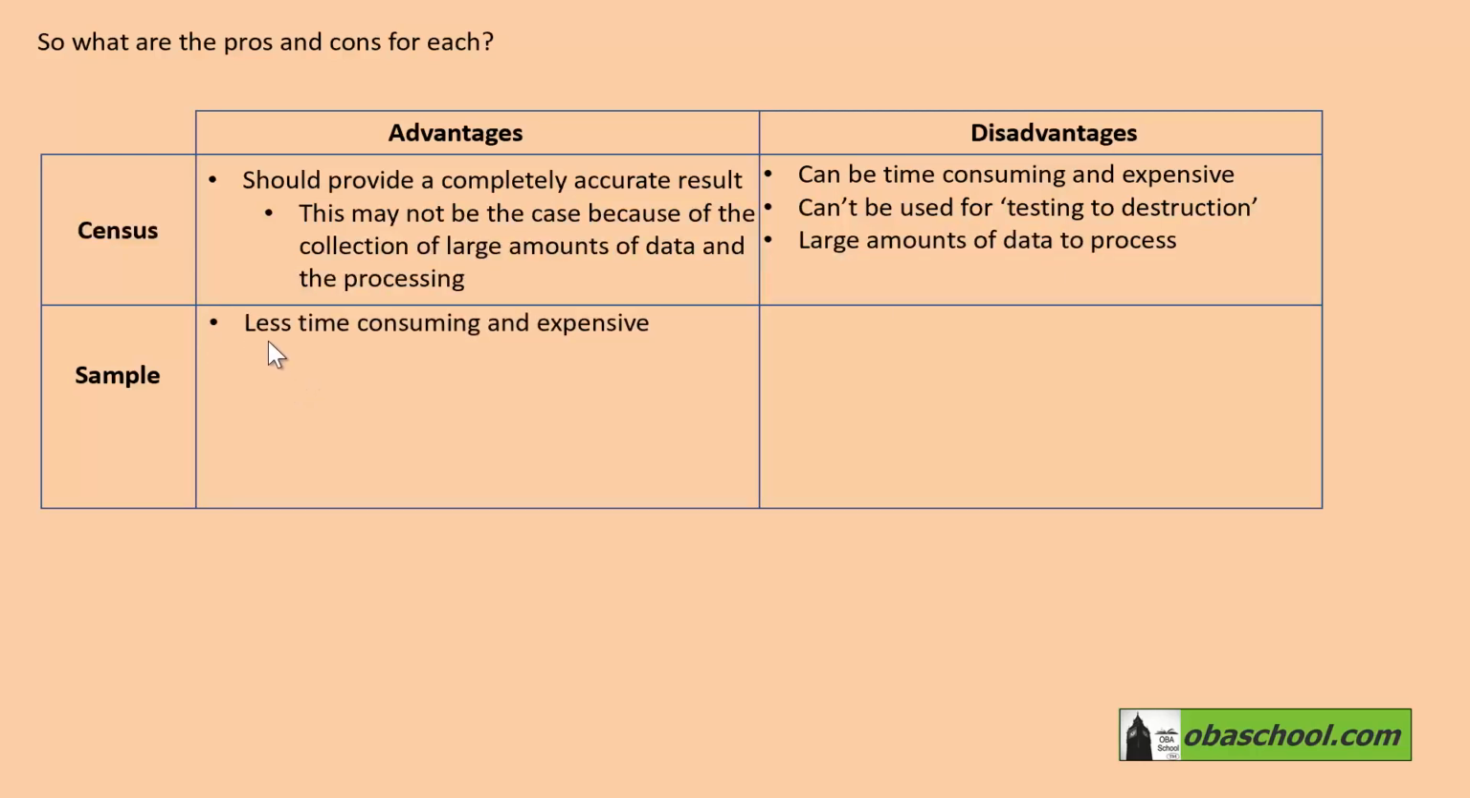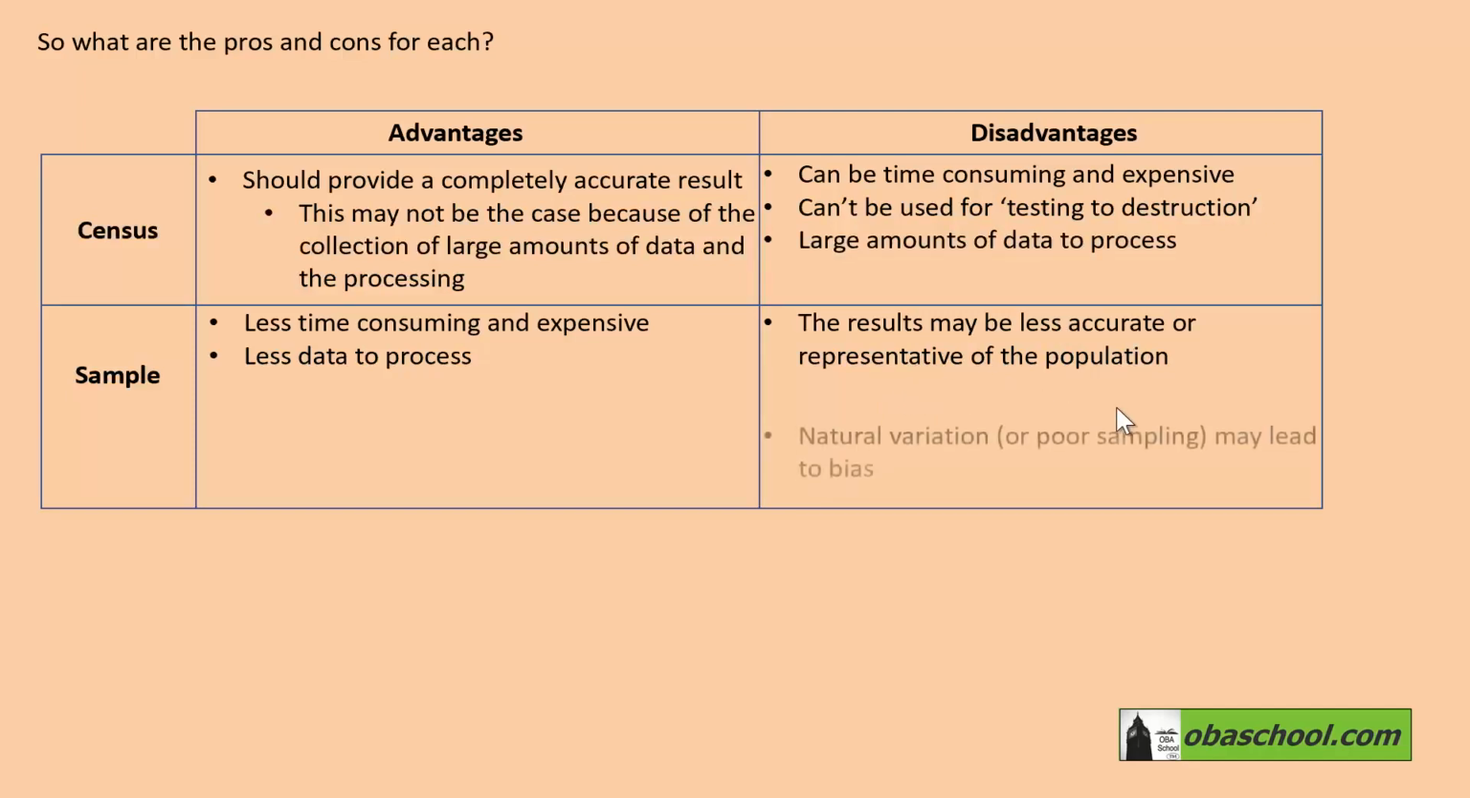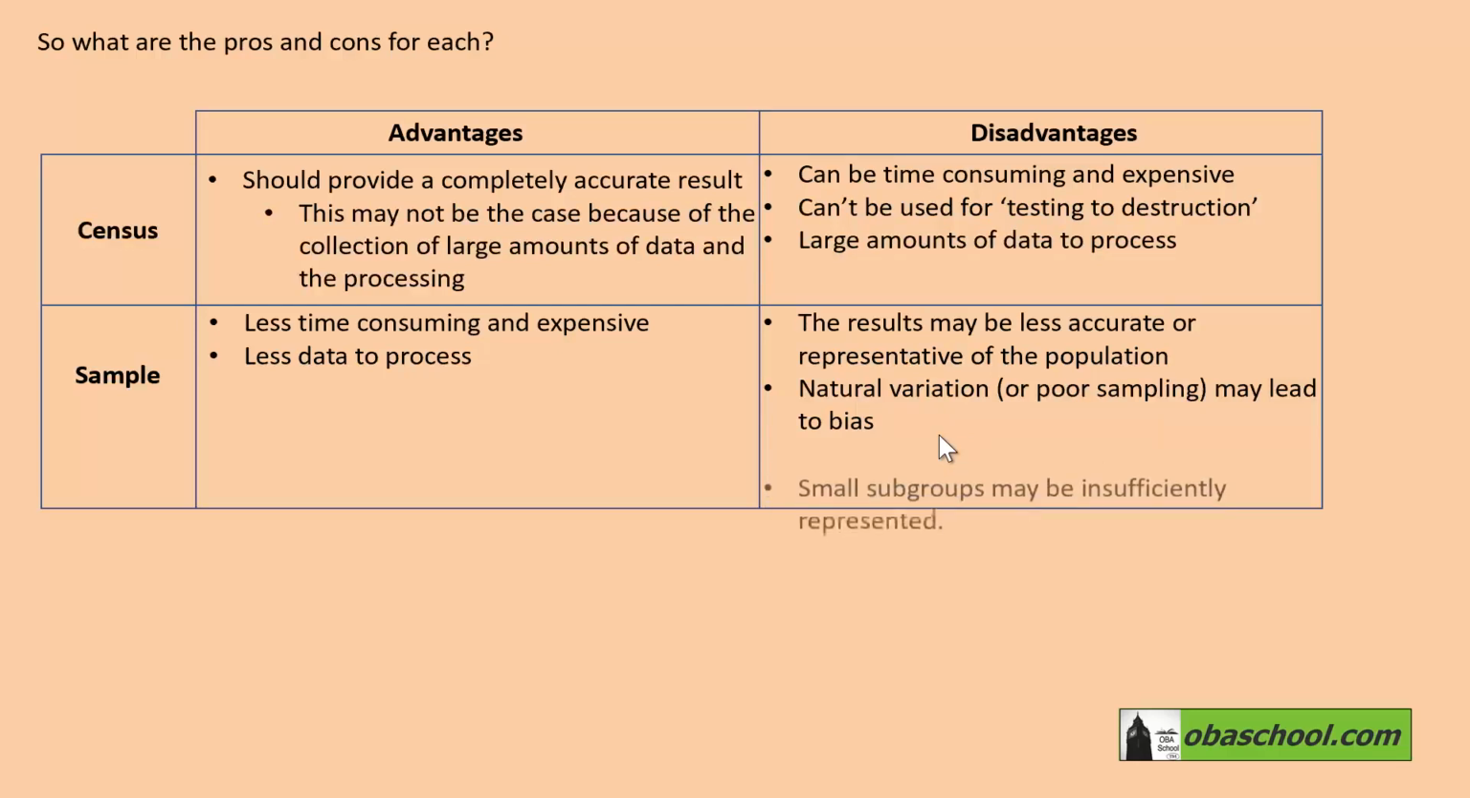With a sample, however, it's less time consuming and, in consequence of that, less expensive. There's less data to process, so we can get the results more quickly. The results may be less accurate or representative of the population. Natural variation or poor sampling may lead to bias, and we'll talk more about bias later. Small subgroups may be insufficiently represented.